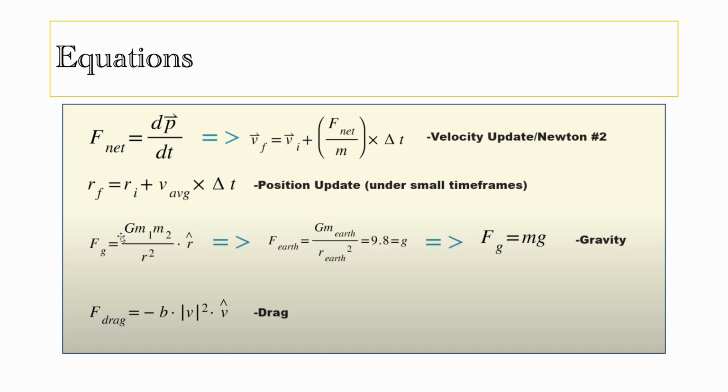So these are the equations that are necessary for this lab. F net is equal to the derivative of momentum over time, and we are going to use the velocity update formula along with the position update formula. The force of gravity is equal to the gravitational constant times the mass of the first object times the mass of the second object over the distance between both the objects squared, times r hat. And we're also going to use the drag force formula.